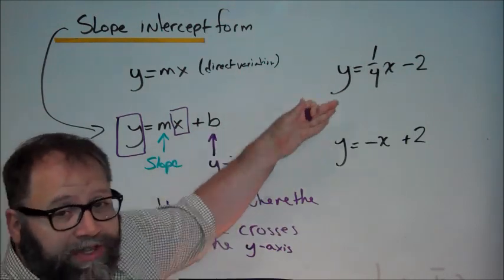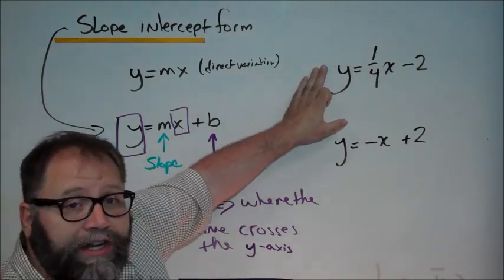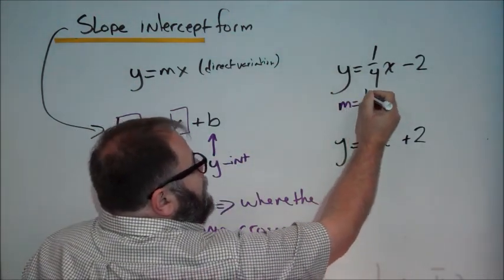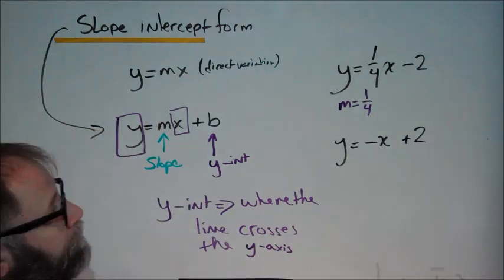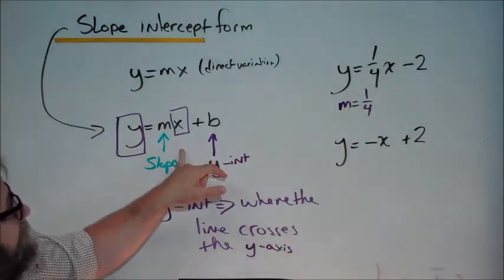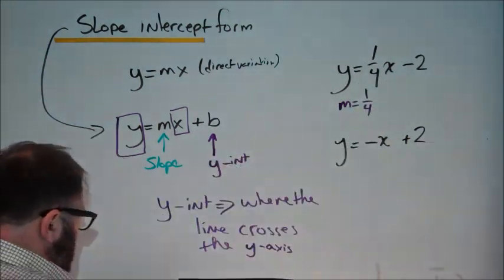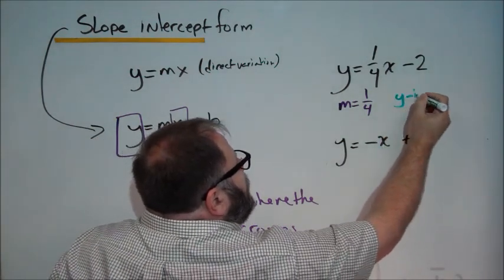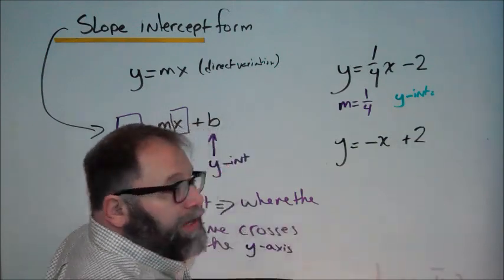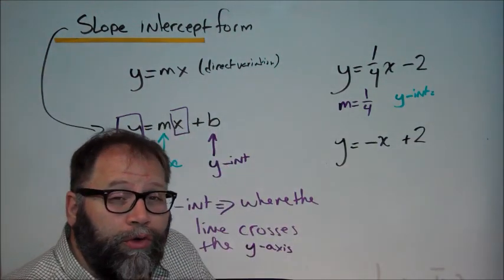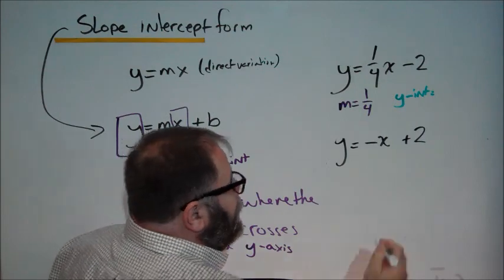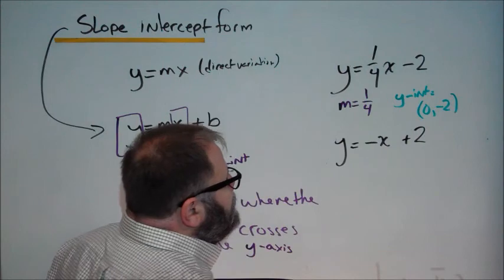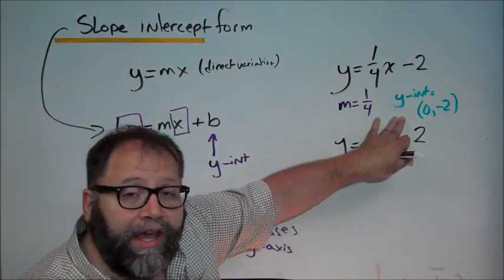So let's look at these two examples. In this first linear equation, which graphs as a line, we know that the slope is 1/4, because it matches up exactly like this. And we know that the y-intercept is -2, so it's going to go through the y-axis at -2. And x is 0 at the y-axis, so it's going to go through at (0, -2).